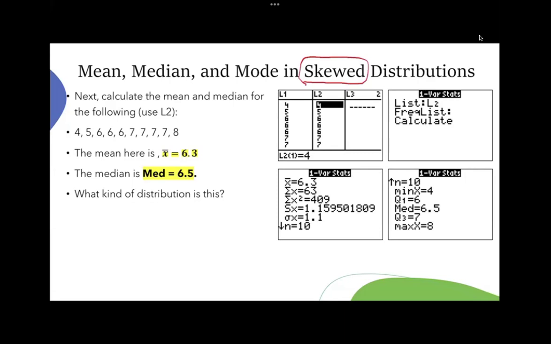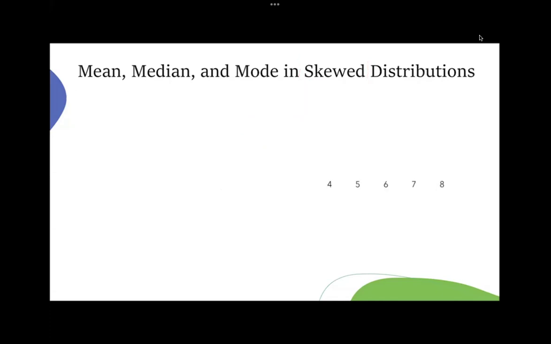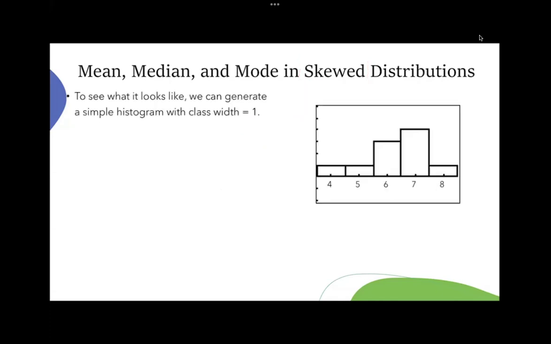So let's take a look at these numbers again. 4, 5, 6, 6, 6, 7, 7, 7, 7. I forgot, and then an 8. So what it's going to end up looking like is we're going to see a high part of the graph on the right side, and it's going to trail off on the left. Do you remember what that's called? It is a skewed to the left distribution. This is a skewed left distribution.